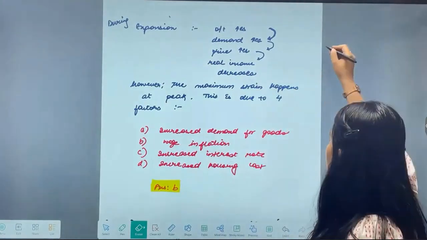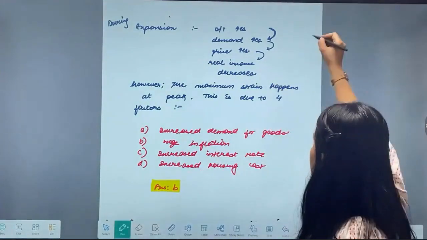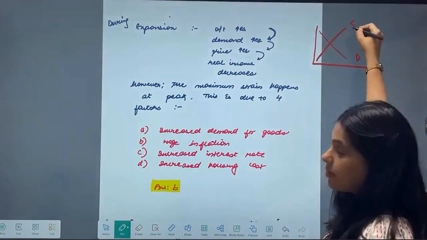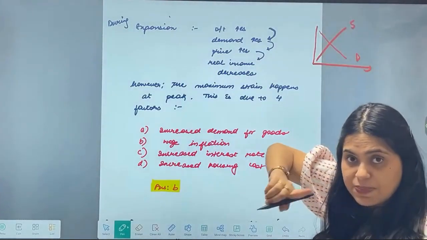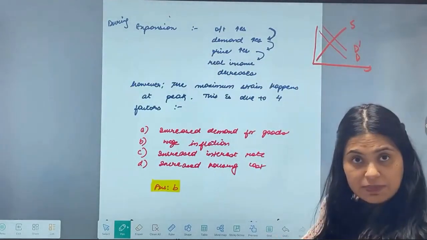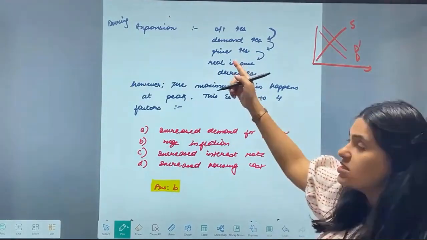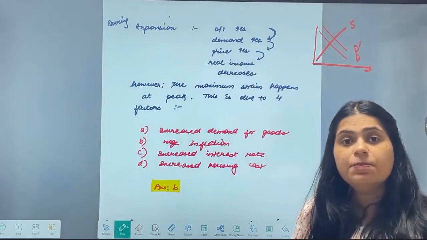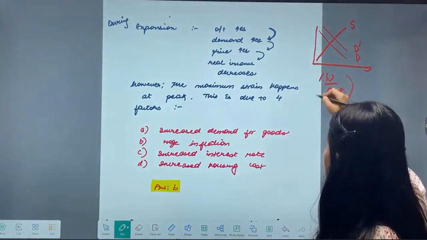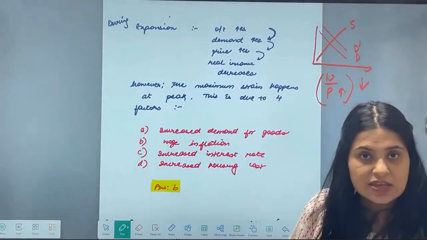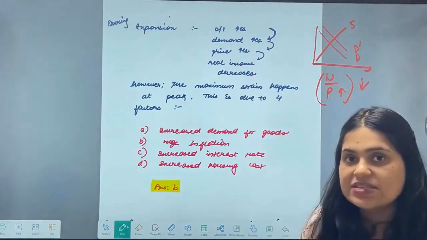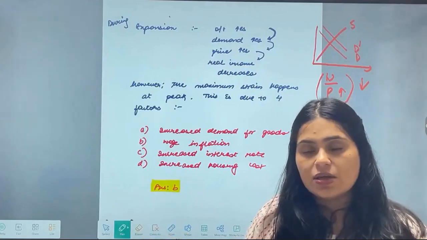यहाँ देखो. Something like this, huh? This is my demand. This is my supply. During the period of expansion, the demand is increasing. When the demand is increasing, it is increasing the price. When the price is increasing, your real income, W by P, P is increasing, so your real income is decreasing. So this is a phase where your real income is decreasing, demand is increasing, prices are increasing.